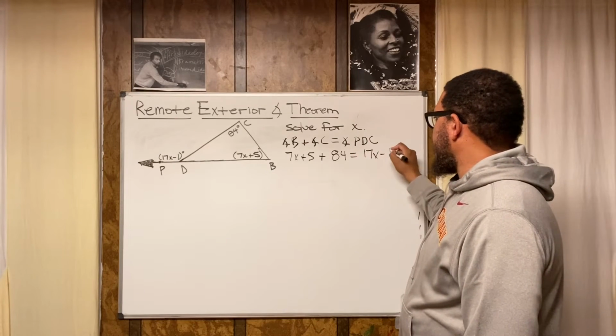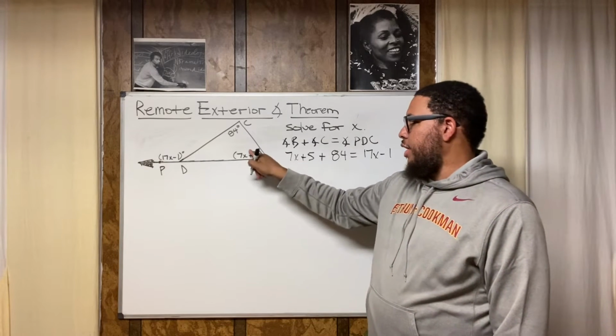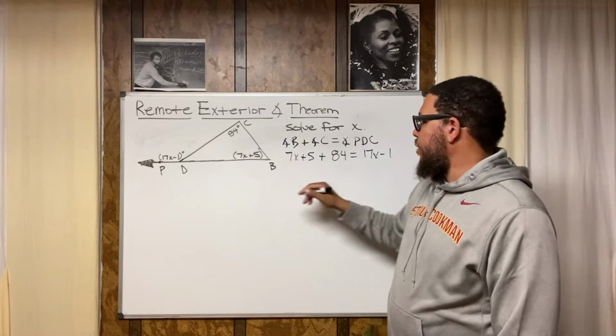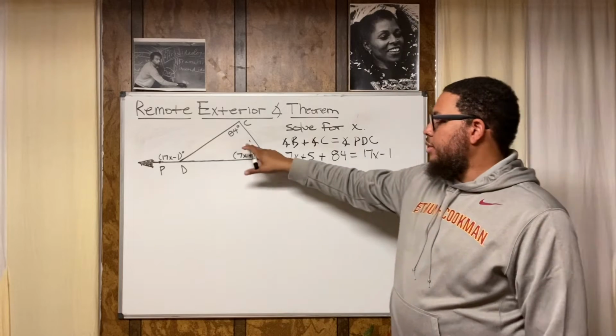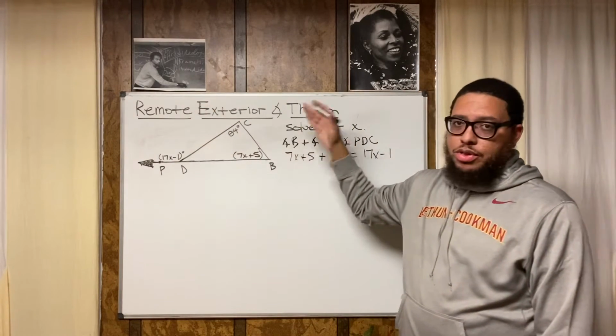Make sure you understand how I set the equation up. This 7x plus 5 is this angle right here. This 84 is this angle right here. I got my equal sign. These two angles added up must equal that. That's what the remote exterior angle theorem says.